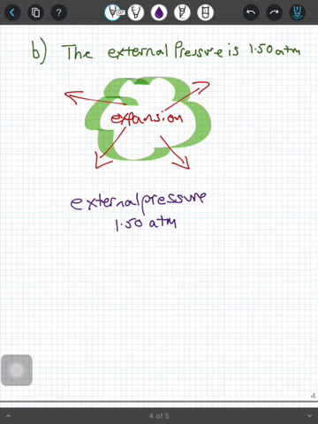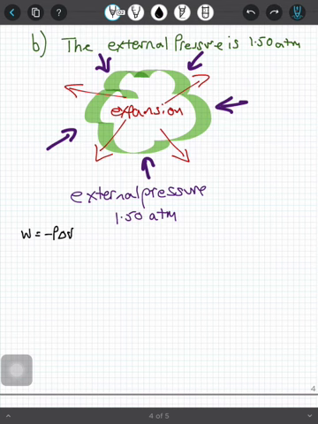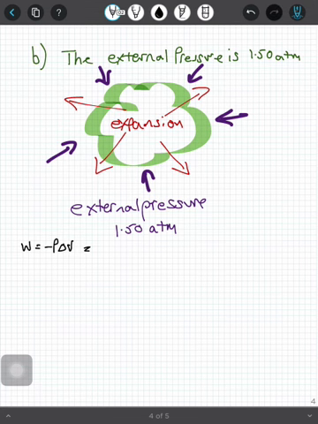In part B, we have an expansion, this time against an external pressure of 1.50 atm. To expand, our gas sample has to overcome that external pressure. So we'll use our formula, work is equal to minus P delta V for expansion work, and we'll substitute our data, which is minus 1.50 atm multiplied by the change in volume, which was 21.5 minus 14.3 mL.